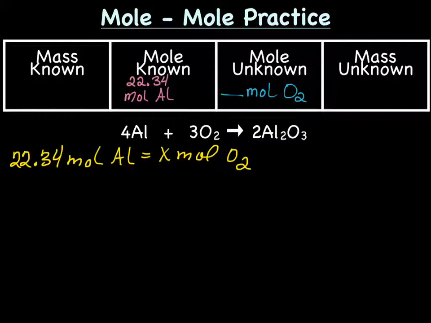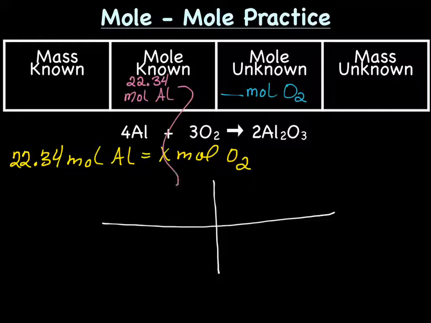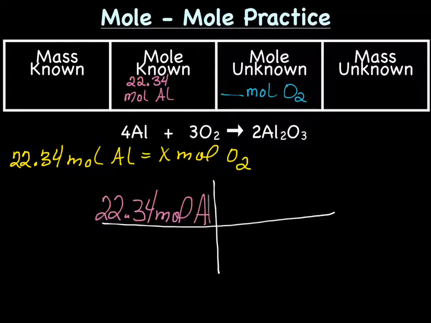All right, so the next step is to set up our grid, and I'm again going to arrange my grid or align my grid with my map to help me keep a little bit more on track. And I'm going to start by writing my known over 1. So basically I'm going to take what's in this first box here and just write it right down there. So I'll have 22.34 mole aluminum over 1.